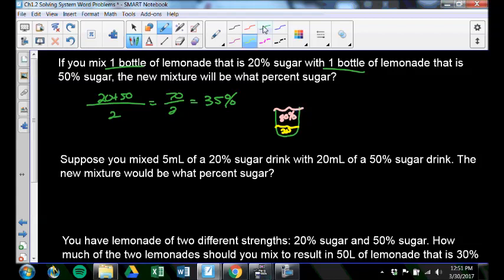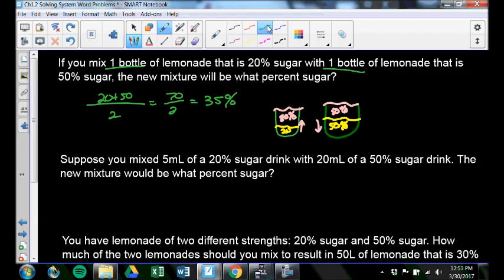Well, the next bottle was going to be 50% sugar, meaning it was also 50% of the other stuff. Well, these two things are going to average each other out. This is going to go up while this goes down. The sugar in the weak one goes up, the sugar percent in the strong one goes down.